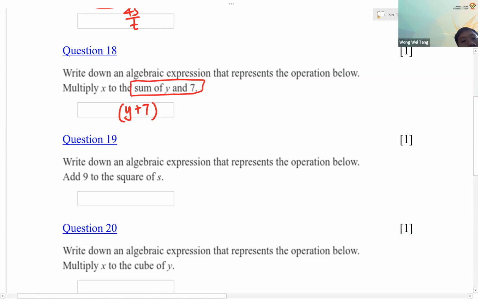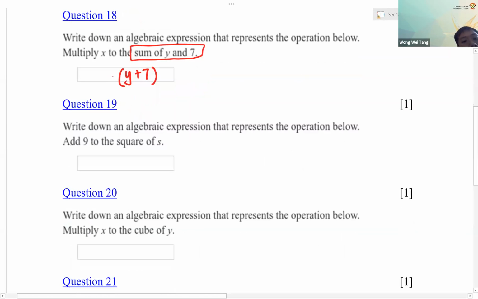So now we're going to multiply this by x. So x multiplied by. And we do not need to put the multiplication sign. We can simply remove it and it becomes x times of y plus 7. Are there any questions? No? Okay, let's move on to the next one.